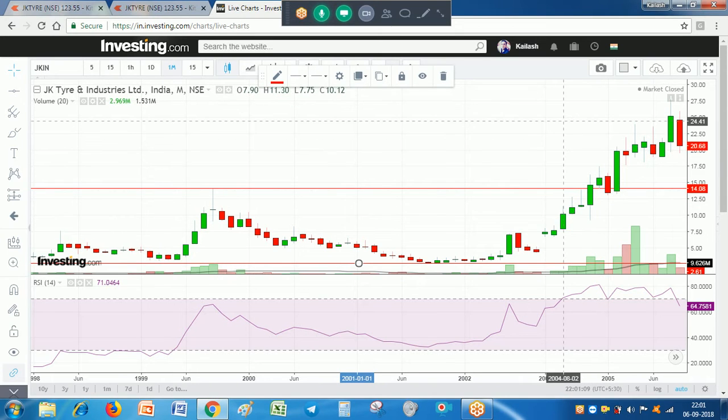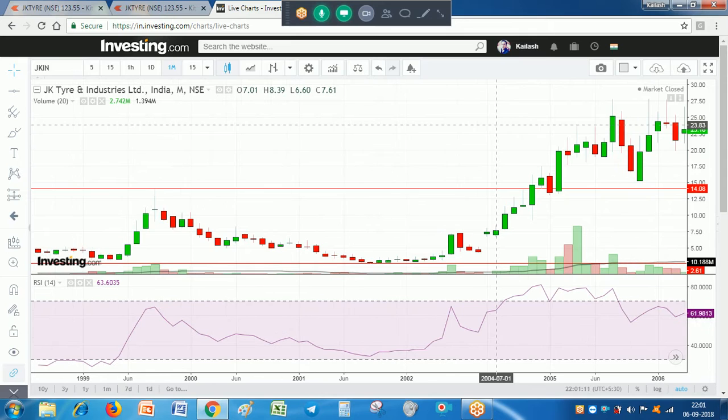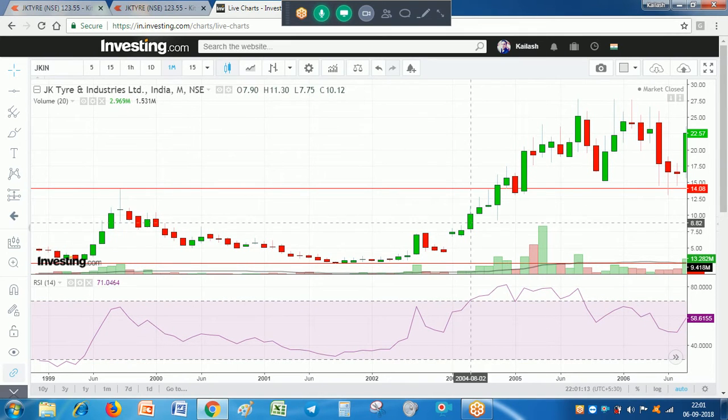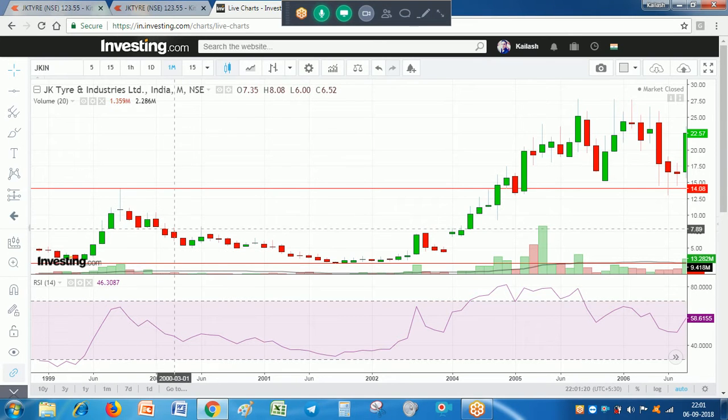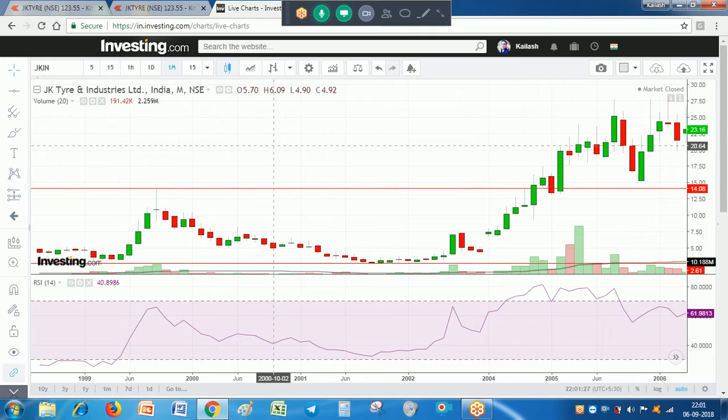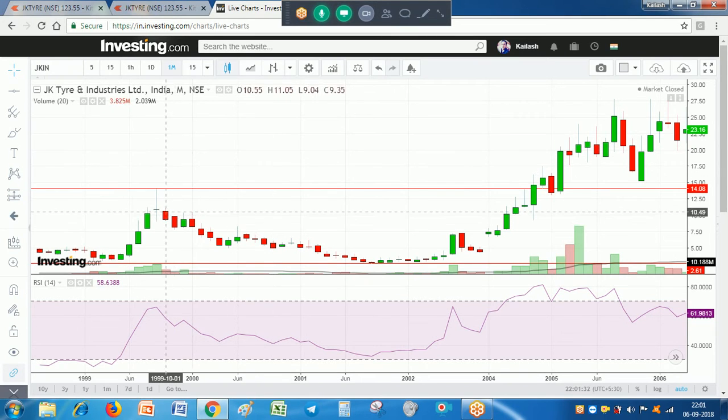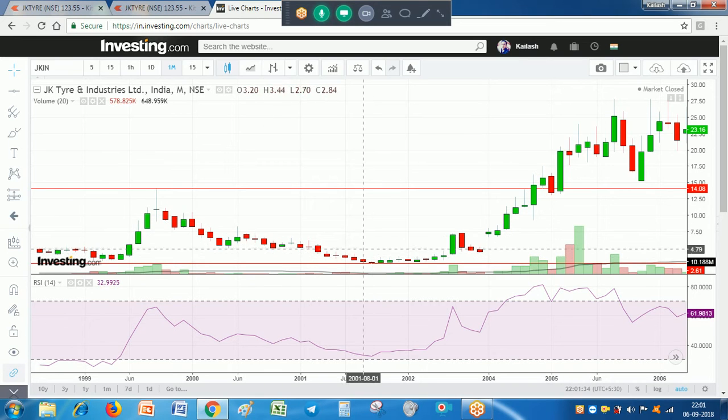Look at this level. Look at the size of the candle. Previously there were three big candles, then there were three big red candles downwards, and the candle size was decreasing, friends. This is also one of the important indications: when the size of the candles starts decreasing, whether in an uptrend or in a downtrend, we should think of the stock reversing. So this is also a sign.